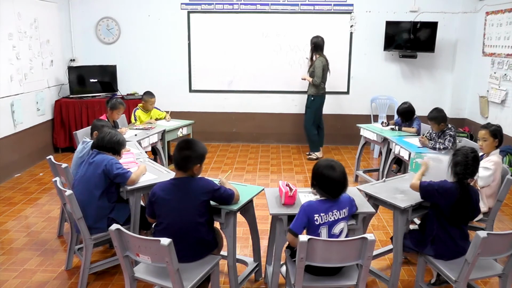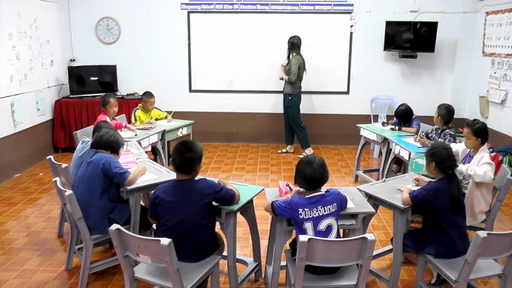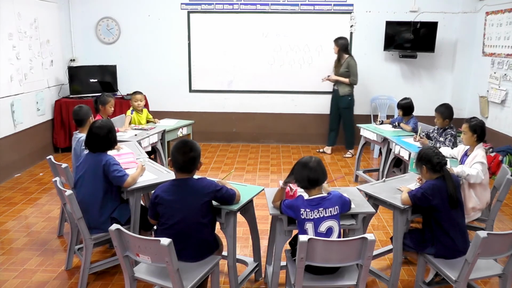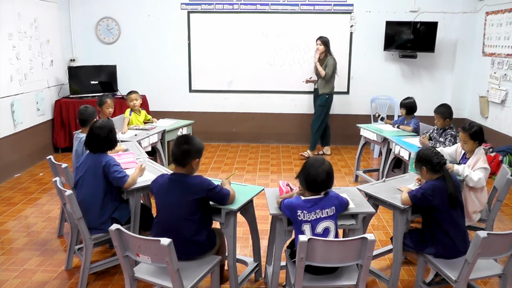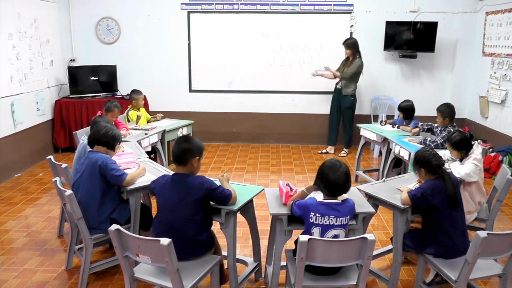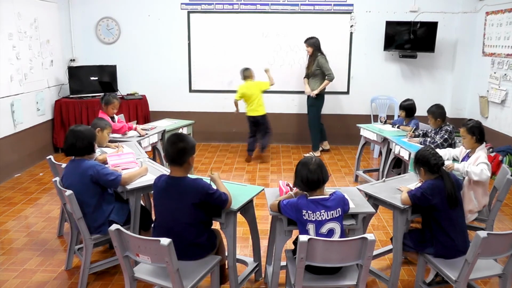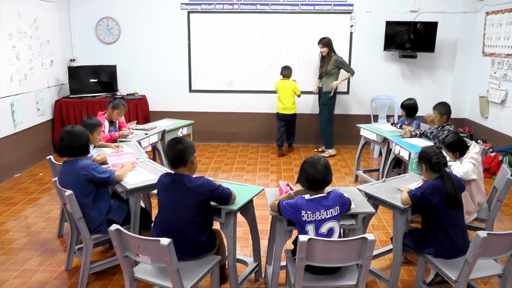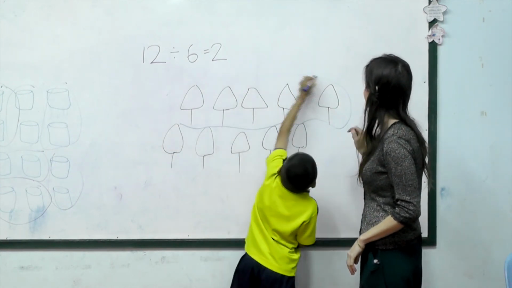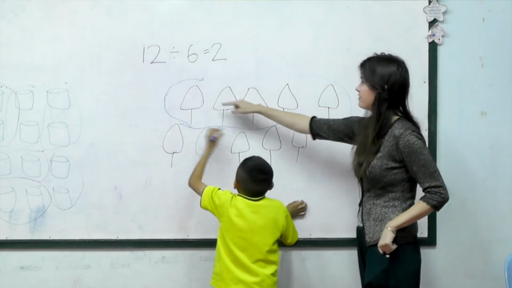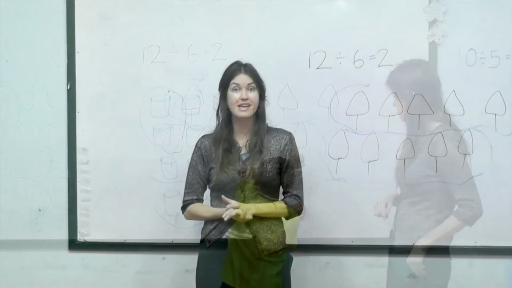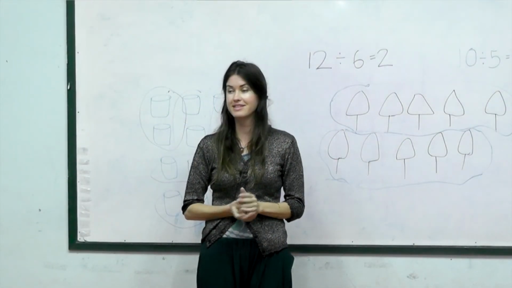So 1, 2, 3, 4, 5, 6, 7, 8, 9, 10. Okay, so we are going to make groups of 5. Do you want to make groups of 5 for us? Yes. Come on. Okay, so you're going to circle 5. 1, 2, 3, 4, 5. Very nice. 1, 2, 3, 4, 5. Very nice. Thanks for joining us today for our math lesson. Everybody say goodbye. Goodbye.